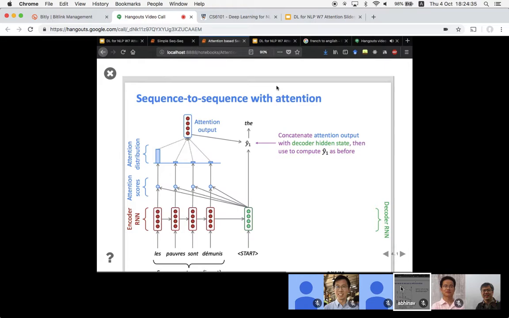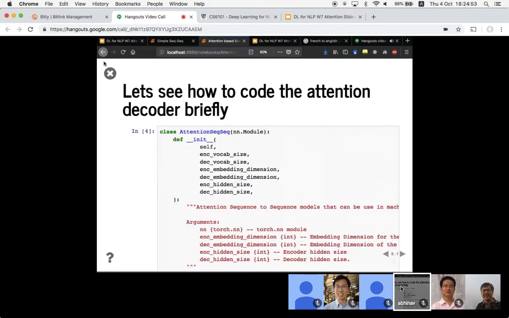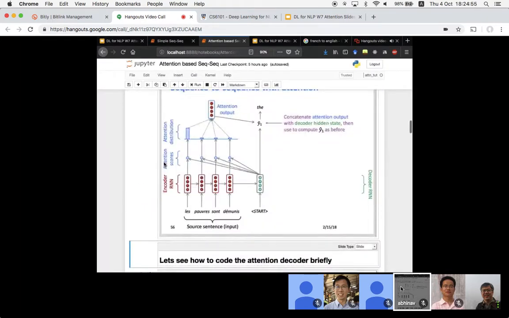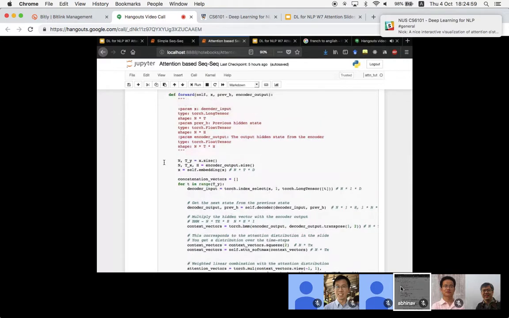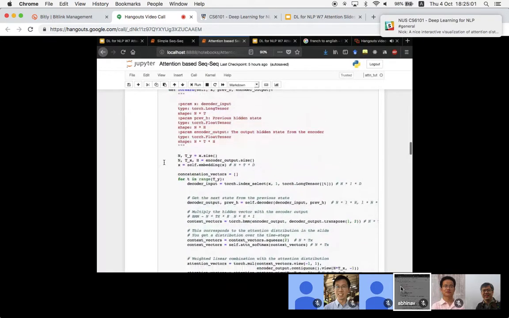So intuitively what it means is that while decoding, you are letting the decoder concentrate on some of the words in the encoder. This is known as alignment, as we saw in the previous class. This kind of solves the alignment problem, and here the alignment is learned. So the only thing which changes is the decoder actually. Nothing else changes, so you can see it's easy to code.